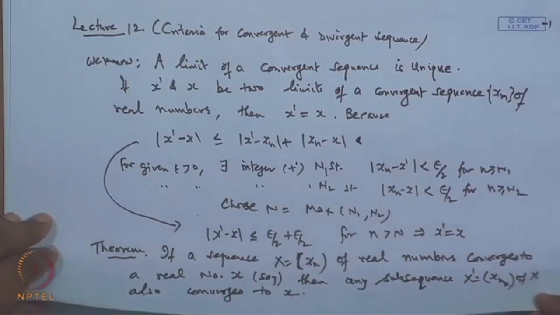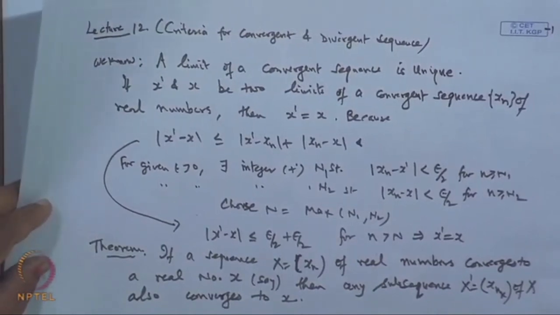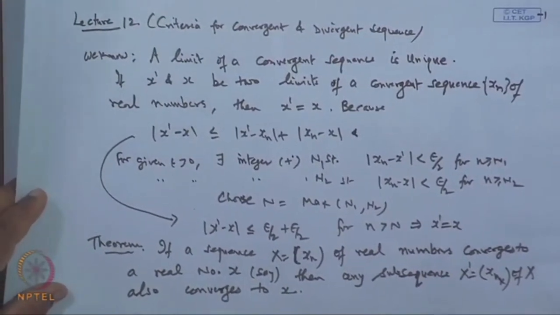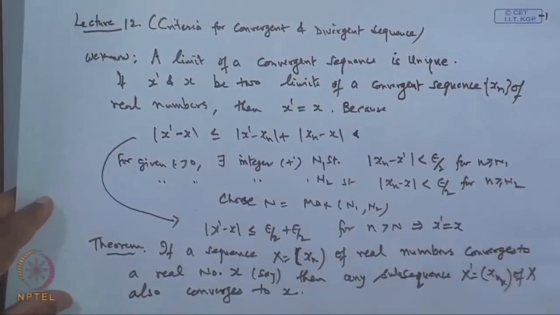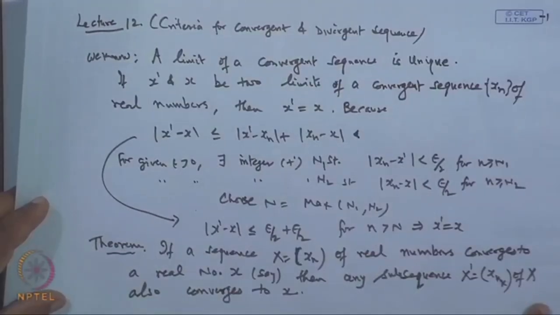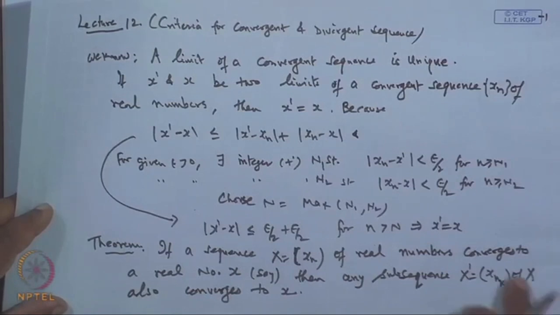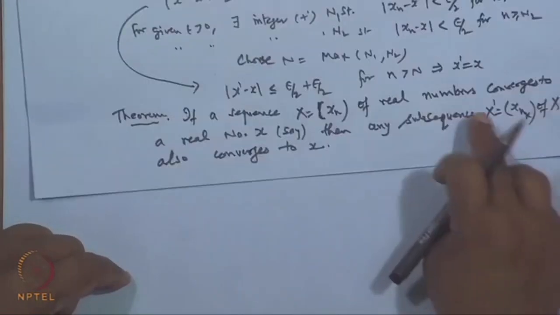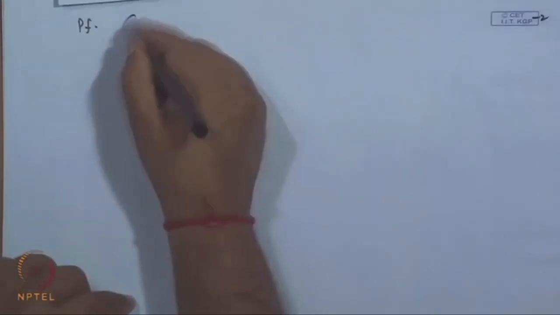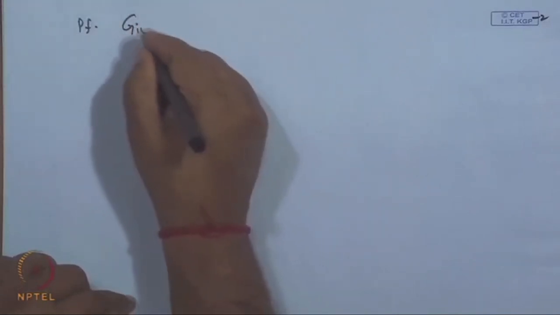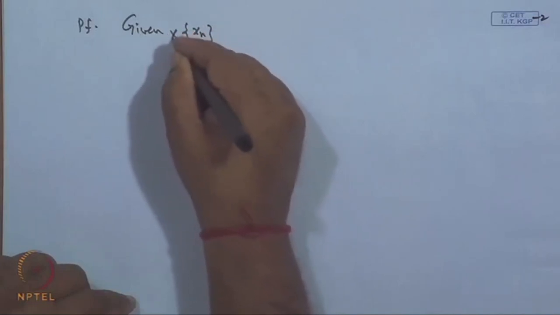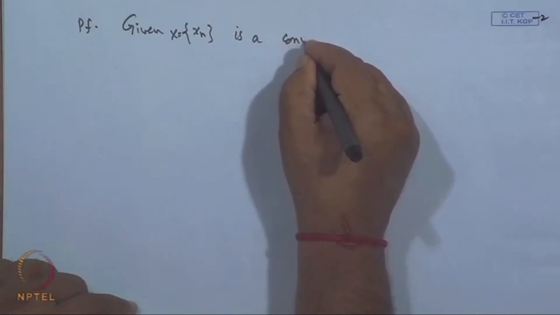So if x n is a convergent sequence of real numbers, then all of its subsequences will also converge to x. By subsequences we mean, as discussed, that if x n is a sequence and we identify integers n 1, n 2, n 3 in increasing order, then the sequence x n k will be a subsequence. Now let us see the proof. The proof is very simple. What is given is that the sequence x n, denoted by x, is a convergent sequence.